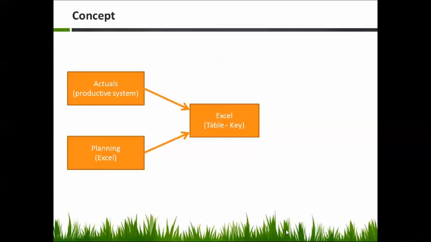Using this key, we will link together the data in a table, and on top of this table, we will create a pivot table where we will visualize the data. In the pivot table, we will format the data in a way to be easier to spot the differences between the actuals and the planned values.